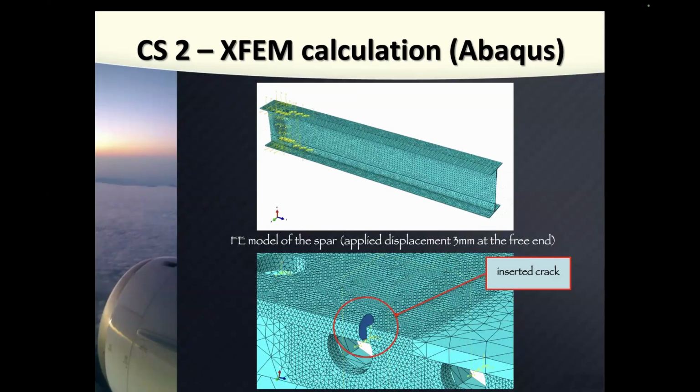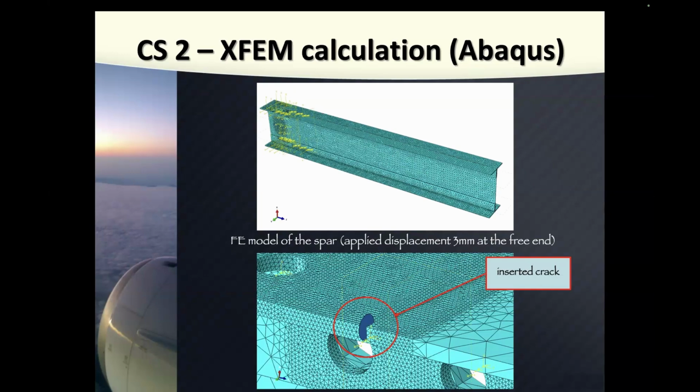XFEM calculation in Abaqus. Here I could design and simulate the complete spar with the right boundary conditions. I apply displacement on this side, the free end. This is how we insert cracks in XFEM. You simply make one surface of arbitrary shape. Here I use a circular shape. I didn't have evidence that the crack started exactly here, but it definitely started somewhere in this area. Probably it started here, because we couldn't see, and honestly, we didn't expect it to be finished so fast in this case.